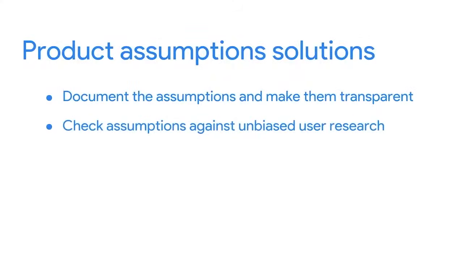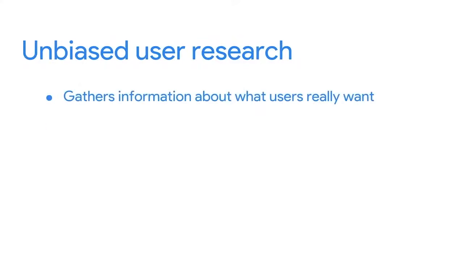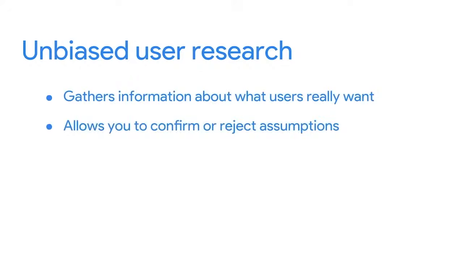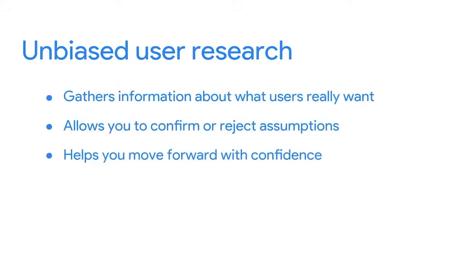If you do decide to double-check them, you can use unbiased user research. Unbiased user research gathers information about what users really want. It allows you to confirm or reject assumptions and helps you move forward with confidence. User research could involve conducting surveys, running focus groups, or using other methods to collect objective data about your users.